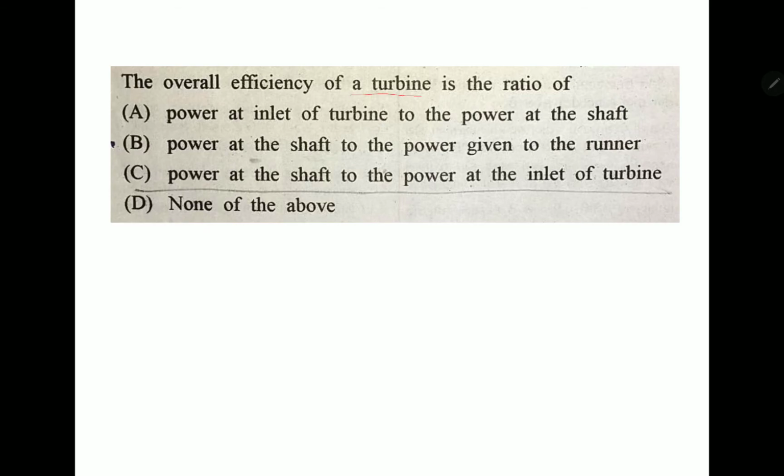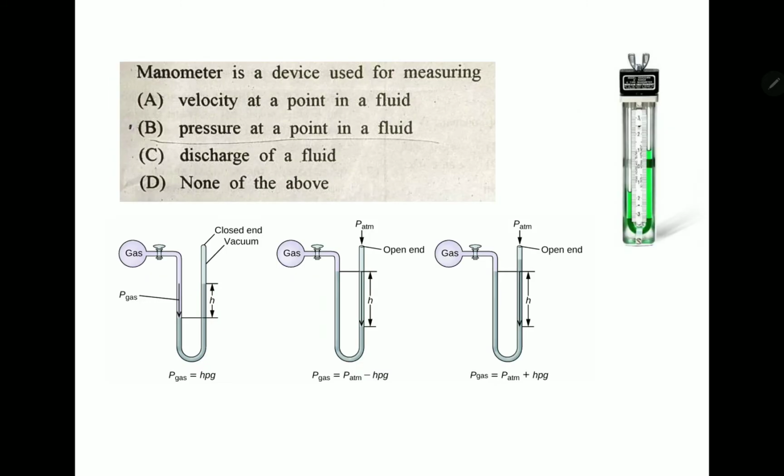The overall efficiency of a turbine, as we know, efficiency means output by input. So here we know that power at the shaft is our output, and power at the inlet of the turbine is our input. So option C is the right answer. A manometer is a device used for measuring pressure at a point in a fluid. In the three diagrams, in the first diagram we can see the end is closed. In the second diagram the end is open, but atmospheric pressure is high. In the third diagram our end is open, but atmospheric pressure is lower than gas pressure.